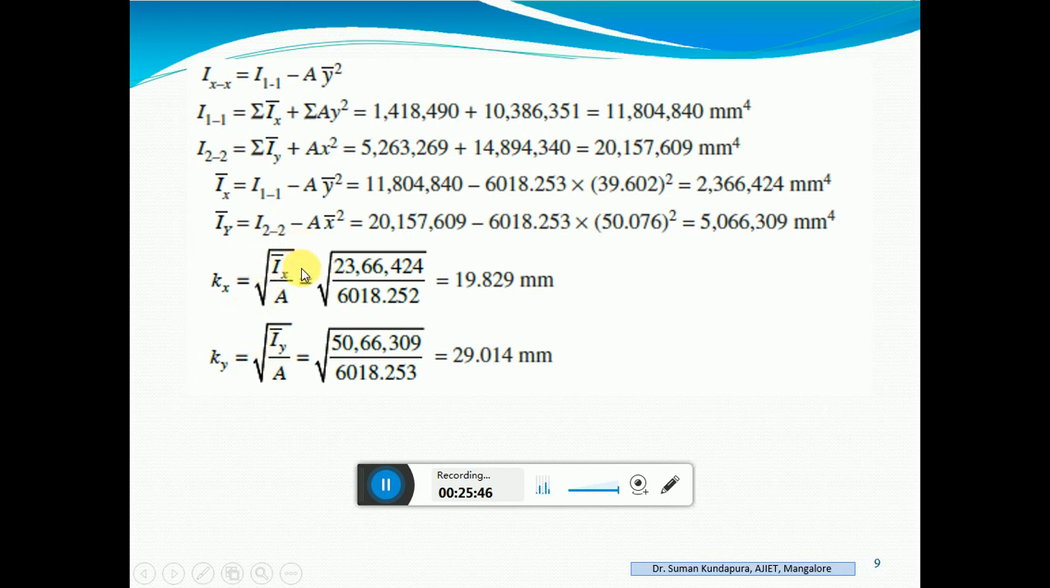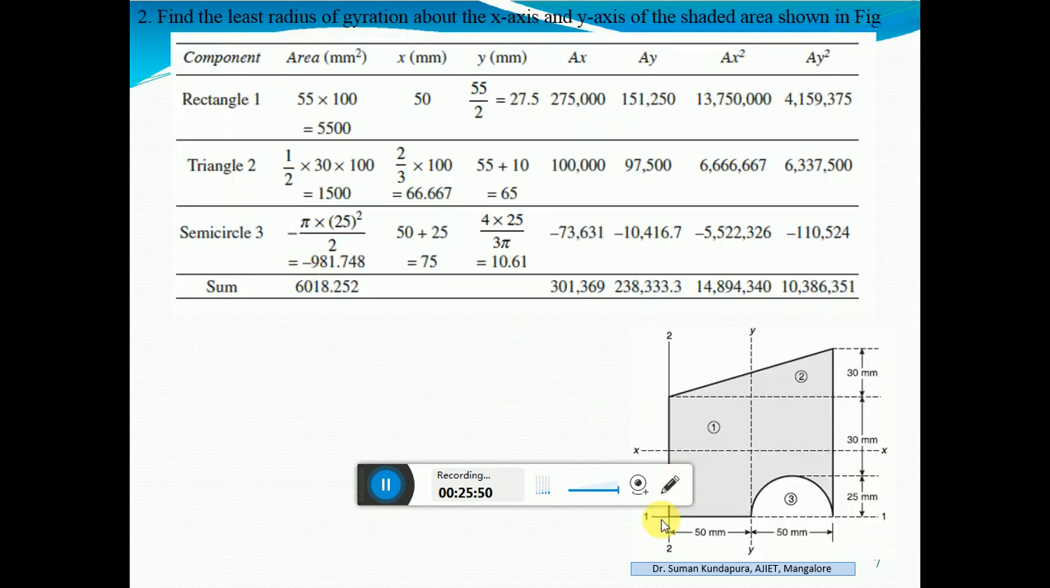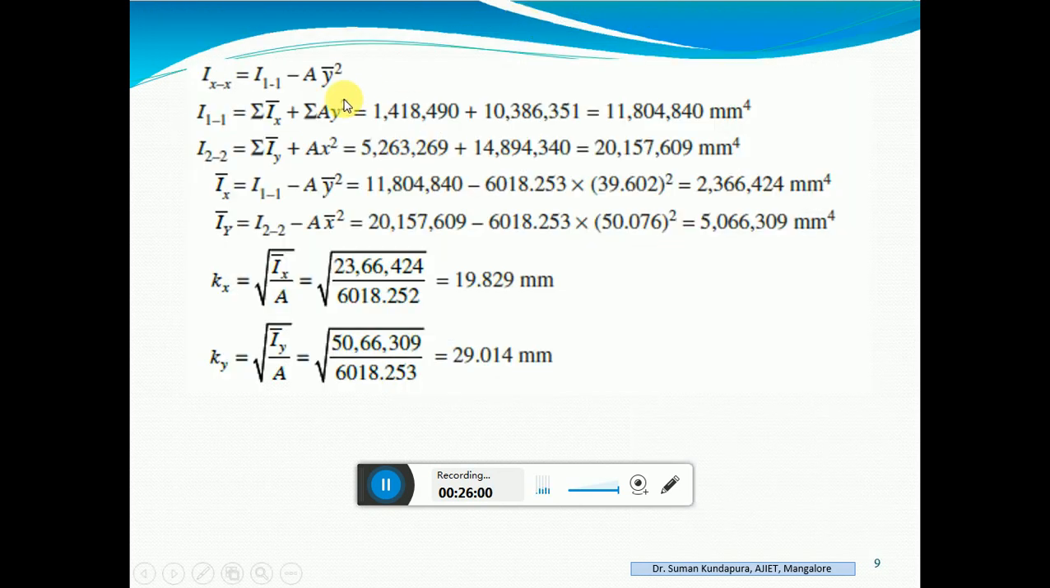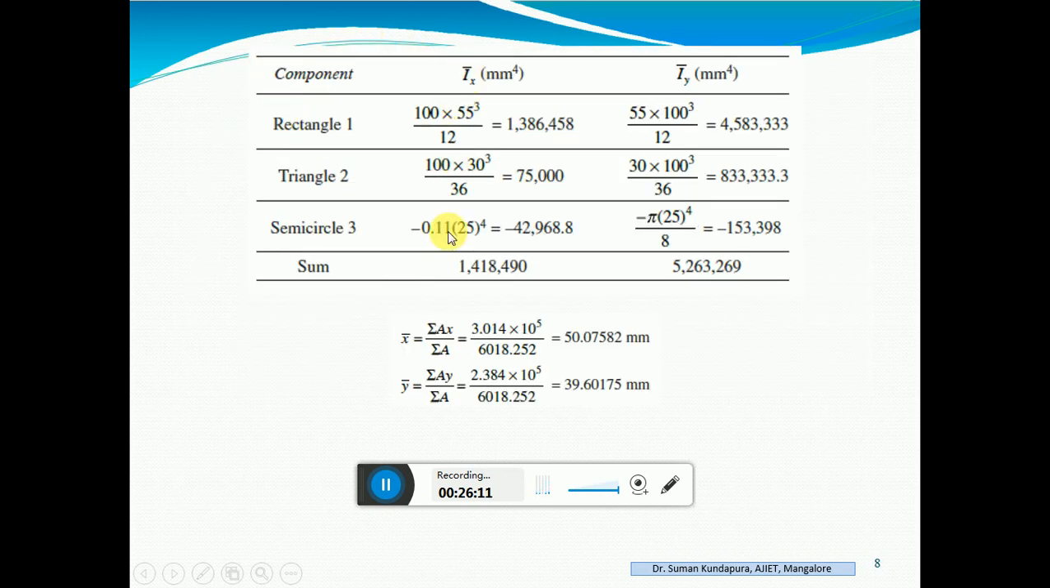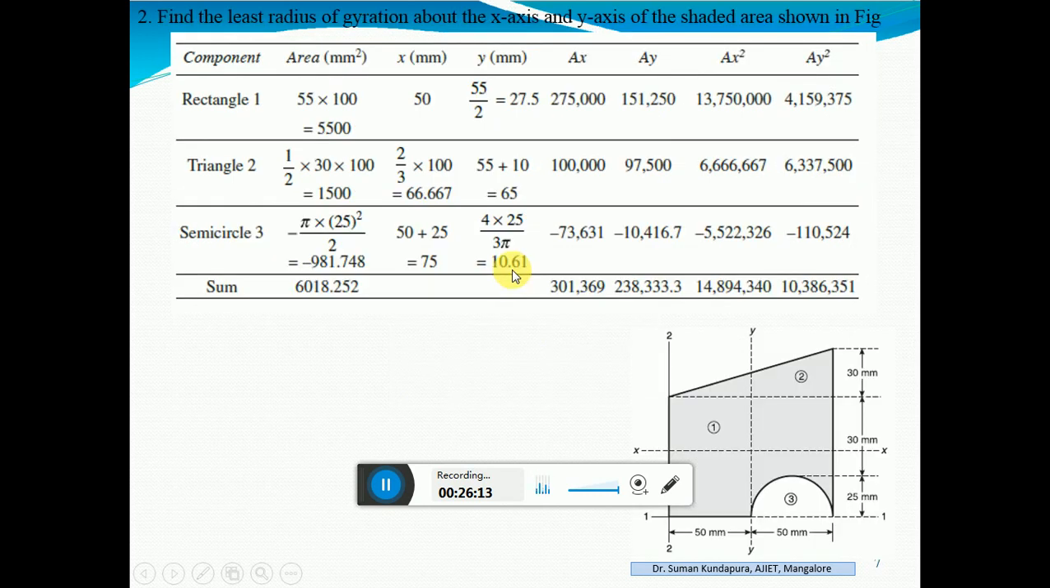To calculate Ix bar, we need to know the moment of inertia about the reference axis 1-1 and reference axis 2-2. How are you going to find that out? Using the parallel axis theorem. What is the parallel axis theorem? I11 is equal to summation of Ix bar plus summation of ay squared. Summation of Ix bar is this value and summation of ay squared is this value.